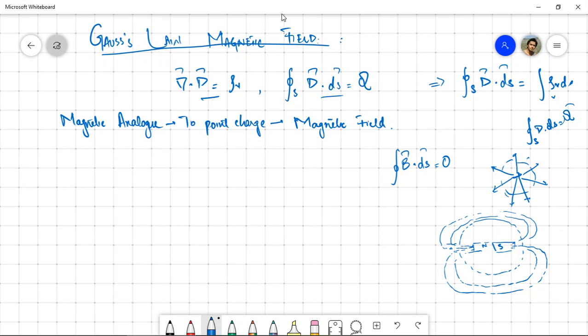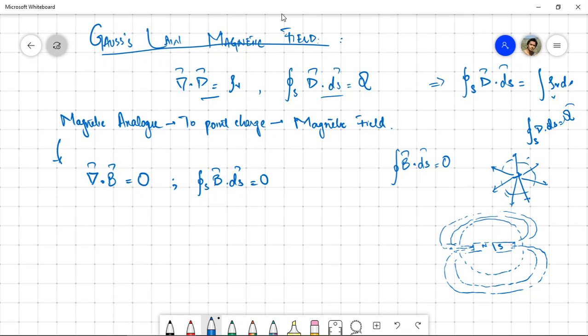It means that we have transformed the Gauss's law for electricity into the Gauss's law for magnetism. So for this case, we'll say that del dot B will always be equal to 0, or by using divergence theorem, we can say that the integral of B dot ds is always going to be equal to 0.